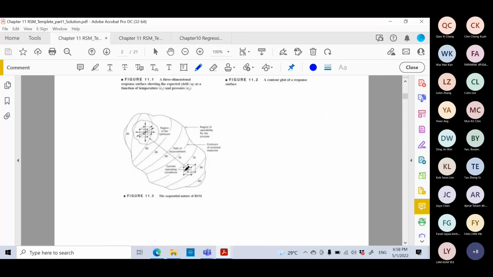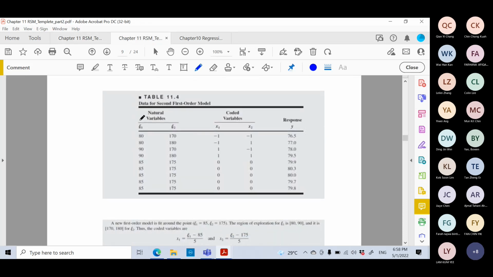You can see that you are starting from here, you move towards the direction of the optimal region, and then under the optimal region, you are trying to find out whether the model is suitable, whether it's a first order or the second order model. So they are located for this particular area. We concentrate on the 80 and 90, and then as well as we run the experiment for the center point. So these are the experiments we run.